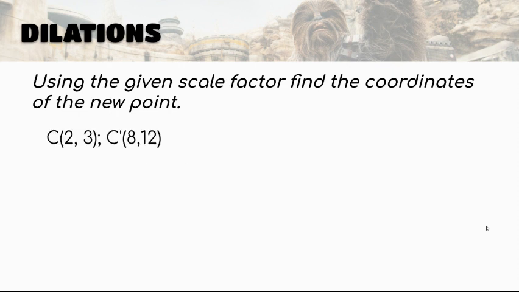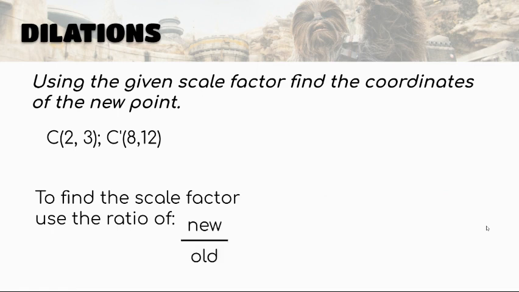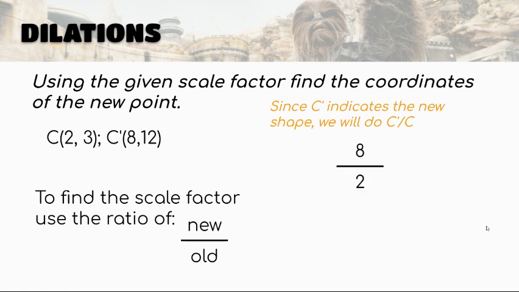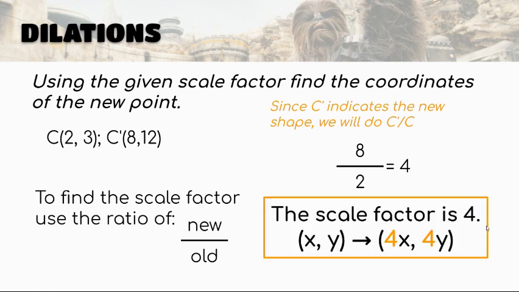Now, when you're given 2 points, you can find the scale factor. To find the scale factor, it's always going to be the new over the old. Well, prime means new, so I'm going to say C prime over C will generate our scale factor. So I'm going to do 8 over 2, new over old, and that equals 4. 8 divided by 2 is 4, so that means our scale factor is 4. And when I plug into the rule for this, the scale factor is 4. So I'm going to say (x, y) becomes (4x, 4y).